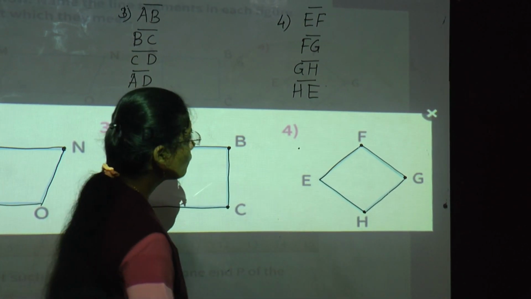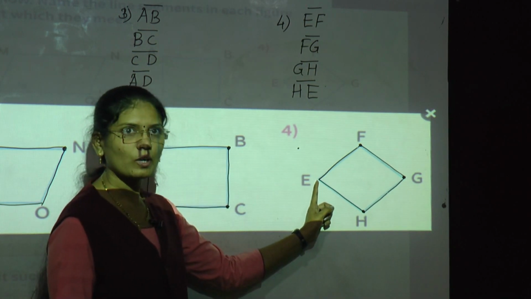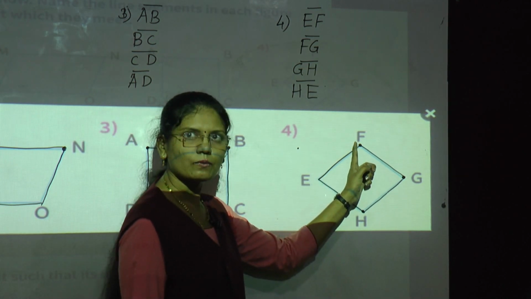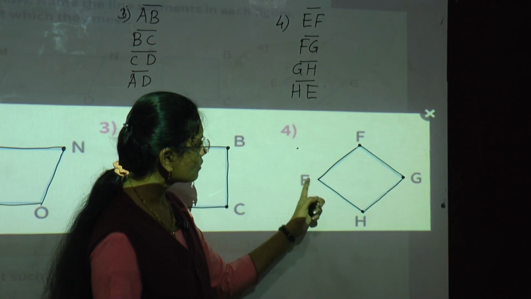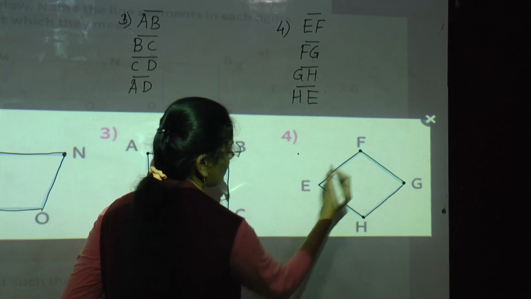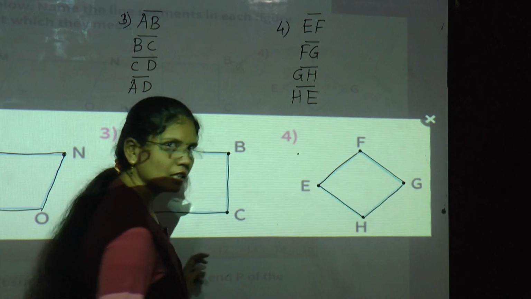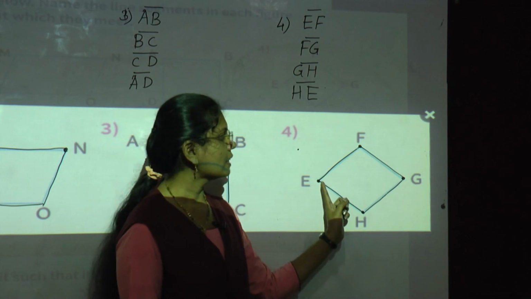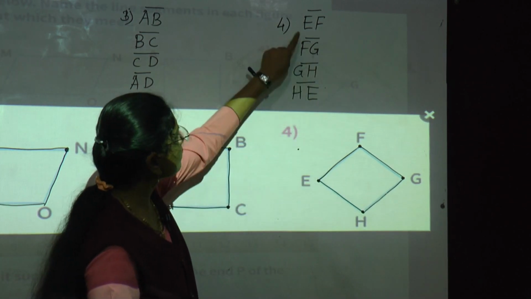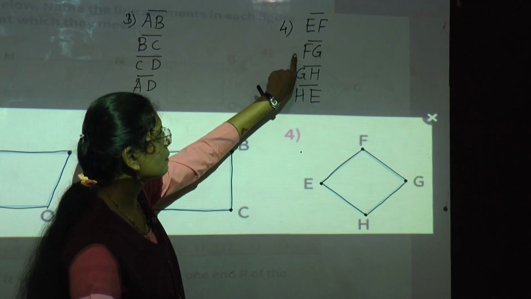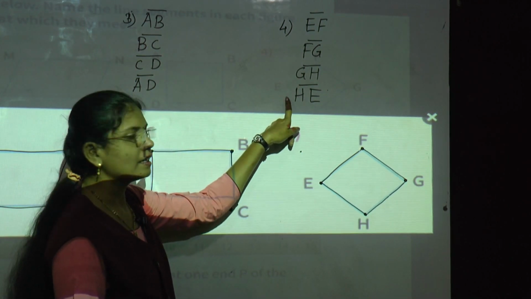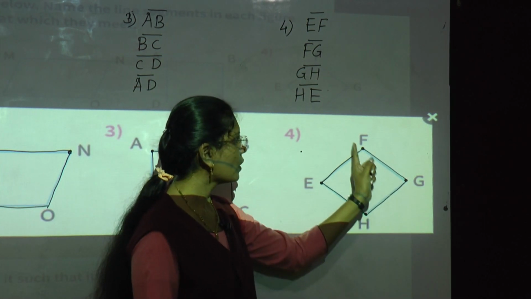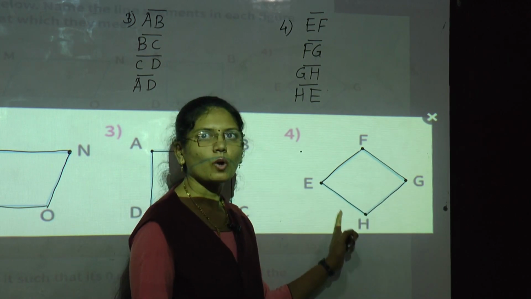Okay. Now one more midpoint is remaining. Now see these two line segments HE and EF. These two line segments can meet at point E. So in this square there are four midpoints and there are four line segments. What are the line segments? Line segment EF, line segment FG, line segment GH and line segment HE. And what are the midpoints? Point E, point F, point G and point H.